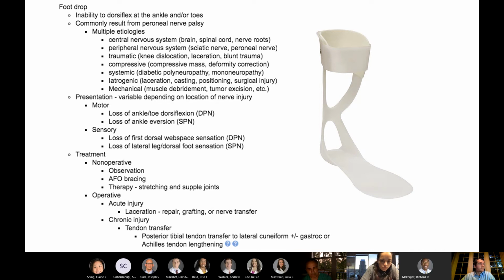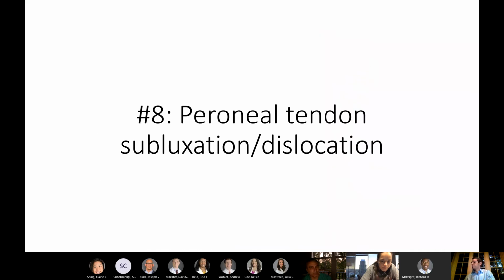Can you go to the next slide? Yeah. All right, so peroneal tendon subluxation dislocation. Go to the next one.